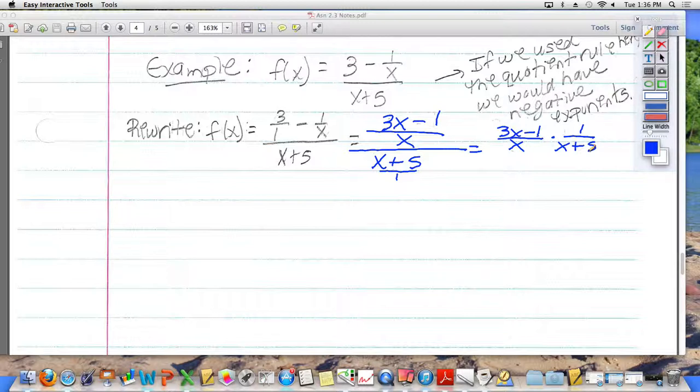All right, so I'm going to clean this up again. 3x minus 1 over, and I'm going to multiply x times x plus 5, which is x squared plus 5x.